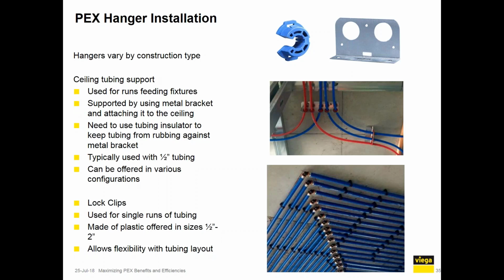Another option could be lock clips. Those are used for individual runs of tubing, as you see on the bottom photo. They're made of plastic and offered in sizes 1/2 inch to 2 inch.